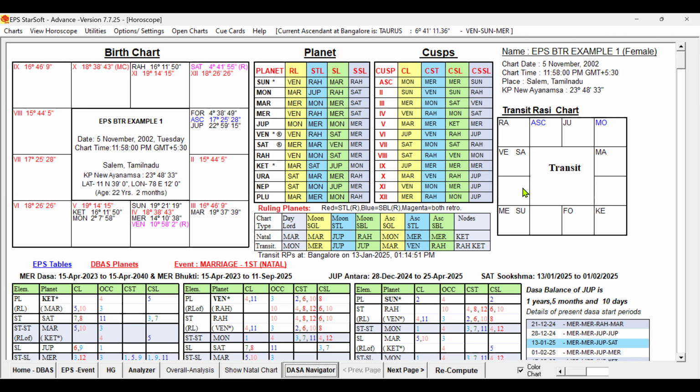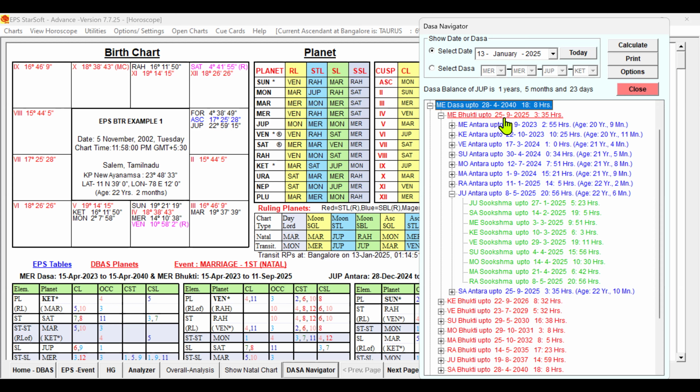27/11. So the native is running Mercury Dasa, and Mercury Bhukti is also running. And 27/11/2024 is falling in the Rahu Antra, which runs from 19 2024 to 11 1 2025. So the native got married in Mercury Dasa, Mercury Bhukti, and Rahu Antra.